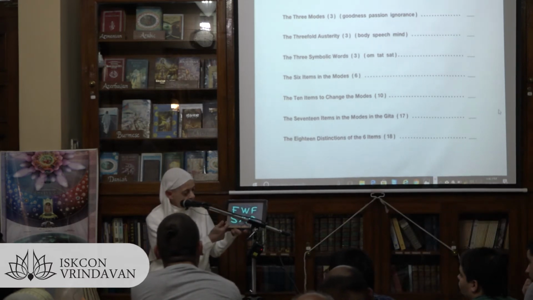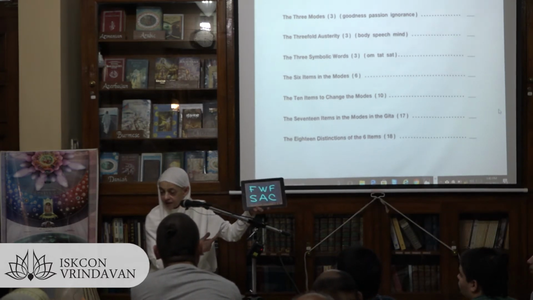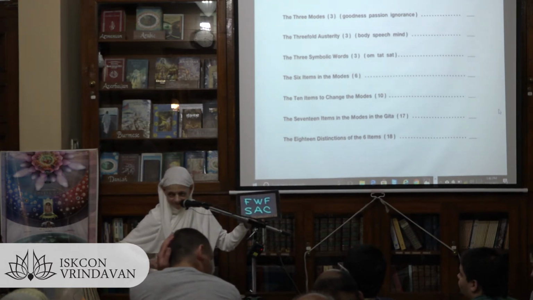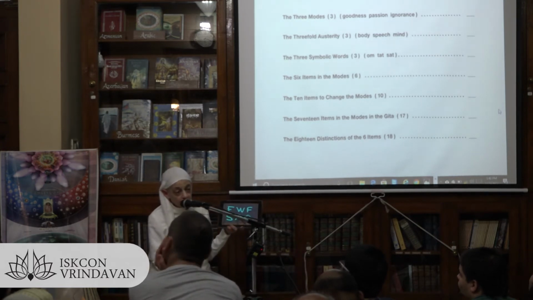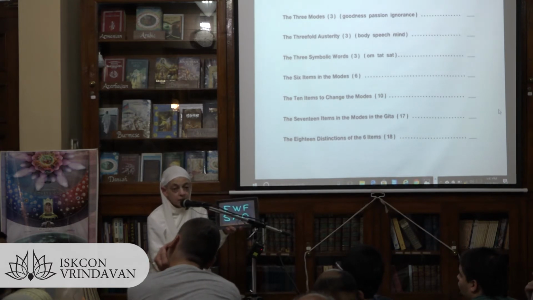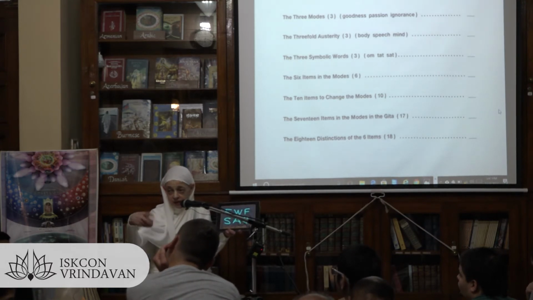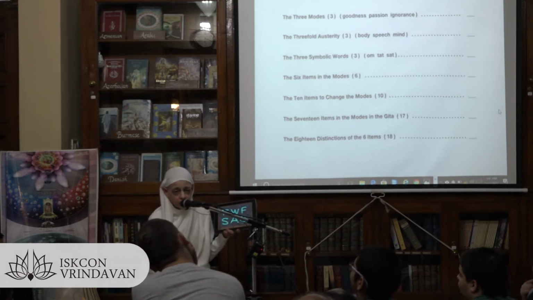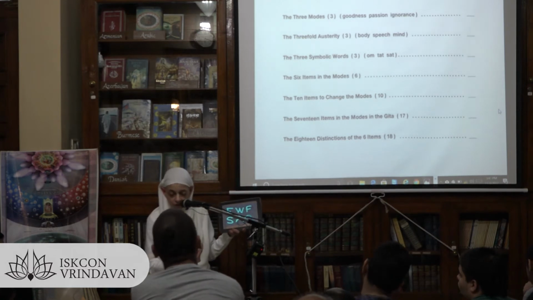Faith, worship, and food. And what's this one? Sacrifice, austerity, and charity. And you'll need to know how to do it properly. What is good charity? Just handing money to anybody on the street? No, no, no. What is a proper austerity? And how should a sacrifice be performed? If something's missing, it's not in the mode of goodness. So that's what's important in this chapter.